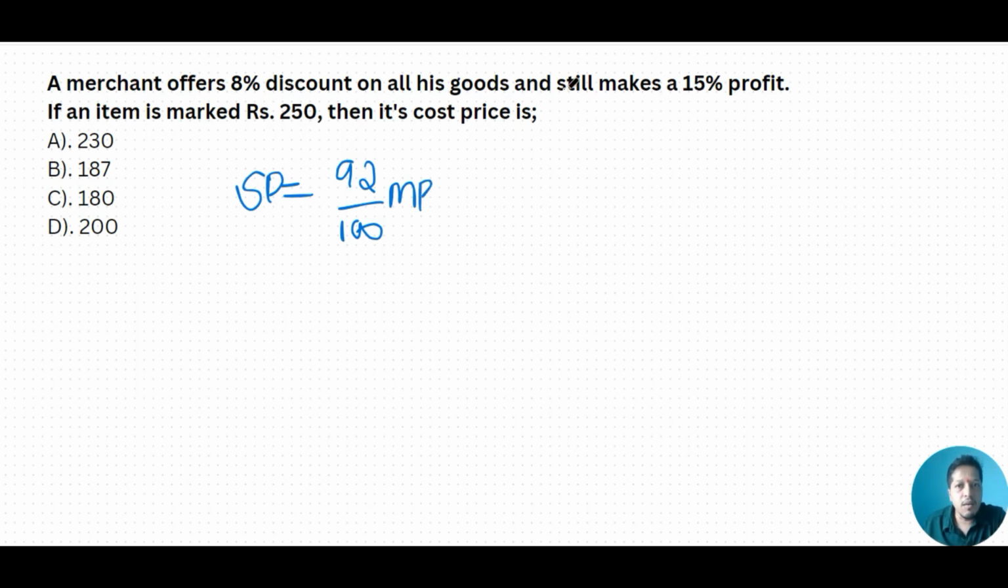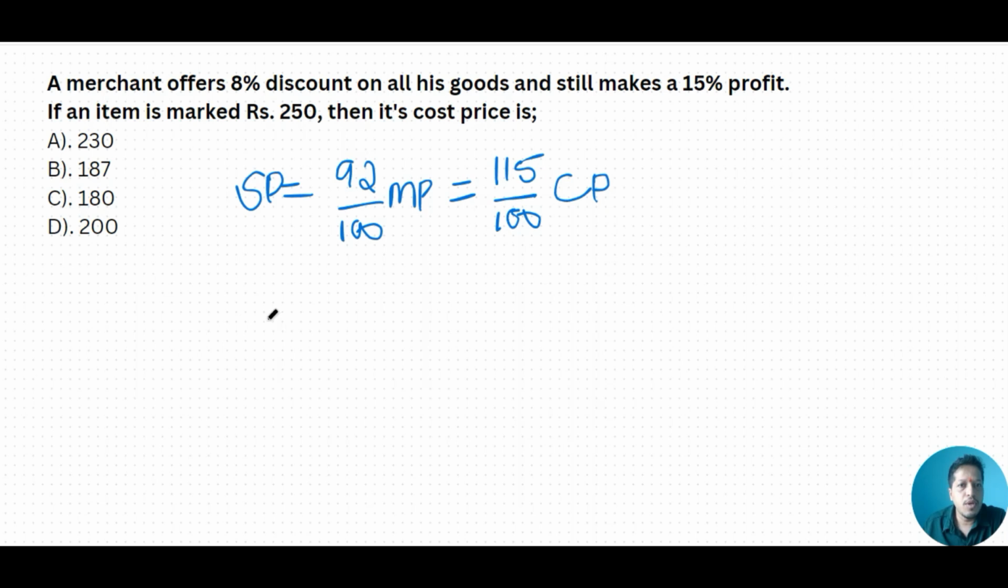But he still makes 15% profit. Whatever he is selling at, every time he makes 15% profit. That means he gets 115% of the cost price. Please understand again. He offers 8% discount on all his goods, so net to net you are paying only 92% of the marked price, which gives him 15% profit, that means 115% of the cost price. Please try to understand this relation. If you want, repeat it twice or thrice, this is very important. If you get this first step correct, then you get the answer.